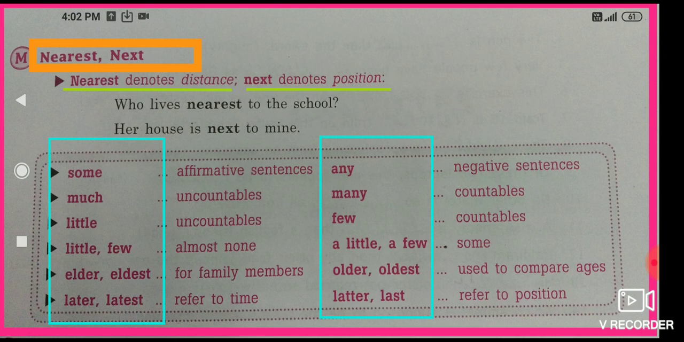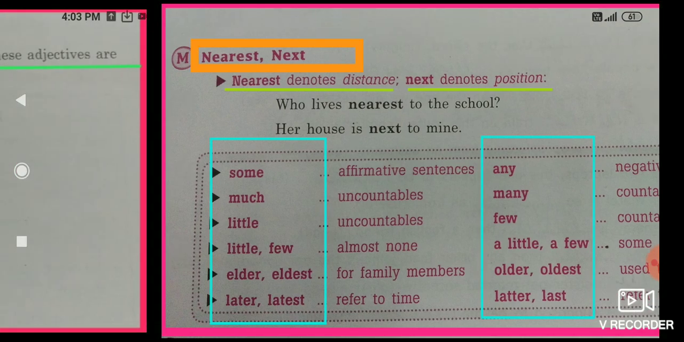So here, till now we have learned the use of some adjectives which can make someone confused, and these are the adjectives which are written in the boxes. Some, much, little, a little, the little, few, a few, the few, elder, eldest, older, oldest. So these are the uses of some various important adjectives.